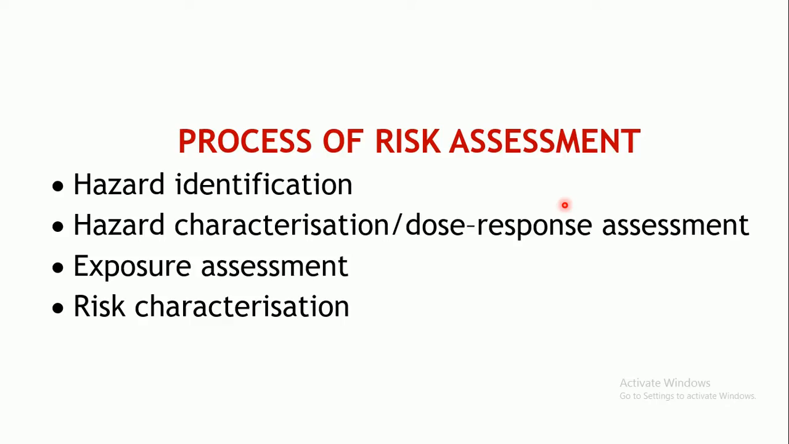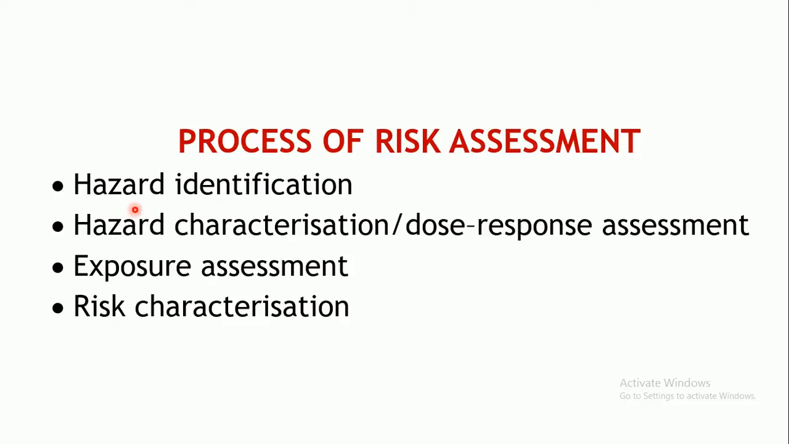Okay, so in today's video we shall continue with the actual process of risk assessment. In brief we have seen the 4 different steps involved in the process of risk assessment. That is, you identify the hazard and categorize that particular hazard, find out the ways and means by which the exposure may take place, and characterization of the risk is done. So accordingly there are 4 different steps involved.